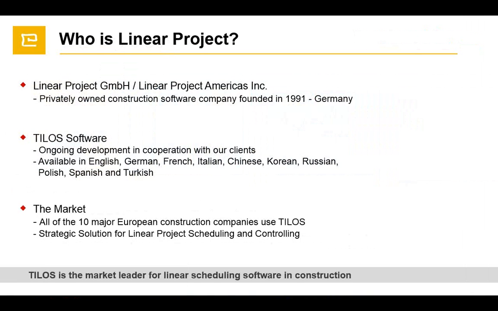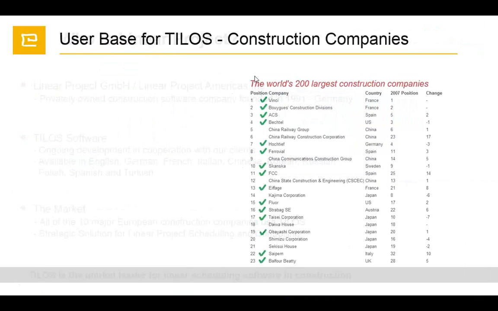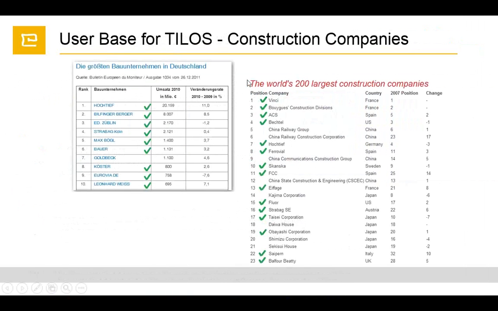When we are looking at linear projects, the developers of the Tilos software are German-based. It is translated into 9 languages, and all of the 10 major European construction companies use Tilos. When we look at the largest construction companies, many of their divisions are using Tilos at the tendering stage, at the project execution stage, and for claiming purposes.